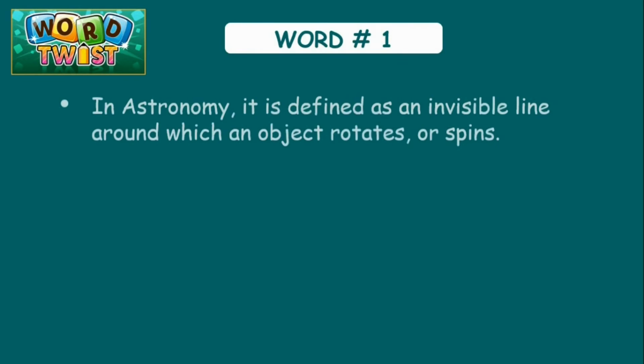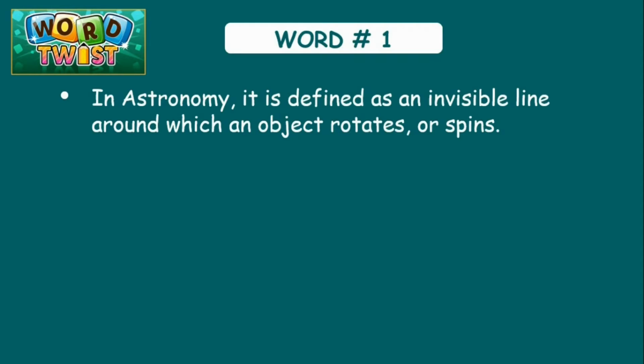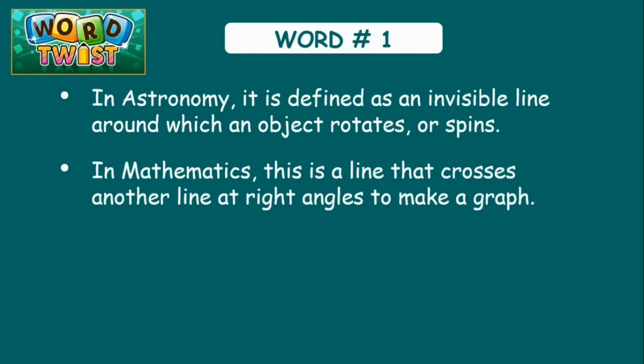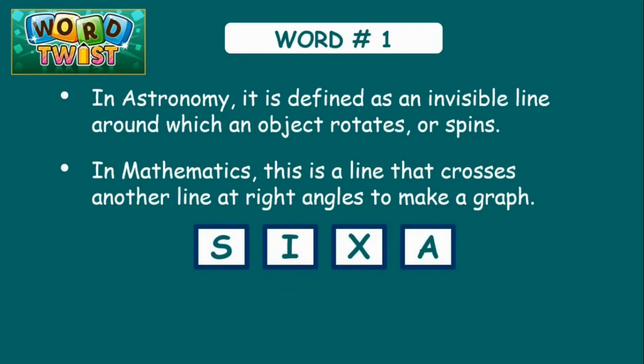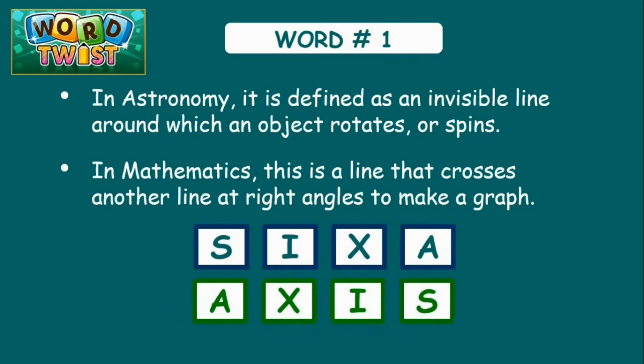Word number 1. In astronomy, it is defined as an invisible line around which an object rotates or spins. In mathematics, this is a line that crosses another line at right angles to make a graph. And here is the word. The correct answer is axis. Let us proceed with the second word.